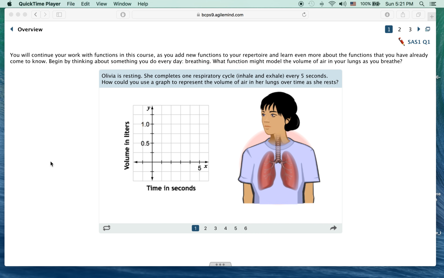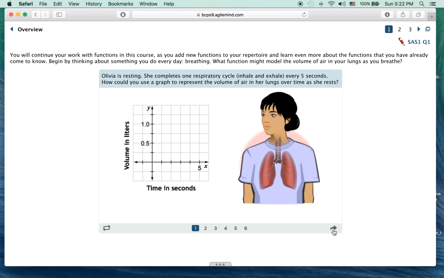So here we have a graph of an event. This is going to be a graph of the volume of air as a function of time. So of course the amount of air in your lungs goes up and down as you breathe. So we're going to look at a graph of the volume as a function of time.